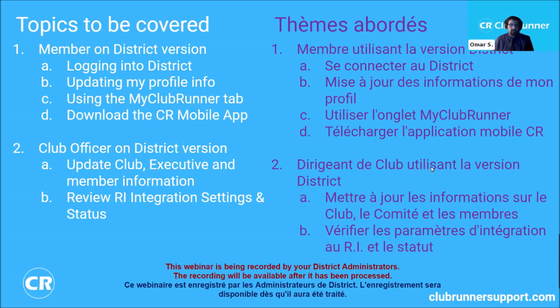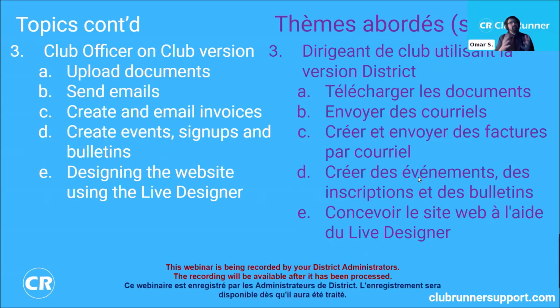So I'm going to pull up the next slide here. It mentions club officer on club version. So we're going to log into the club's ClubRunner website, upload some documents, send some emails, and then I have an overview of a few different new features, specifically our membership success module and how to create a new cloud event. I wouldn't be able to cover the whole process of creating the event, but I do have some demonstration events and a membership success form on the website to show you.